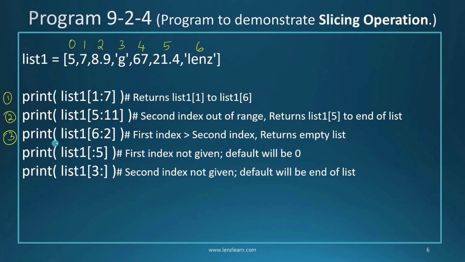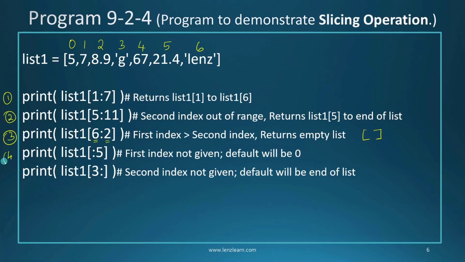Now in the third print statement, we have the index values given as 6 and 2. Here you see the first index value is bigger than the second index value. This is not valid inside slicing operation, but it is not going to give you any error. The output is going to be an empty list. Nothing will be inside it.